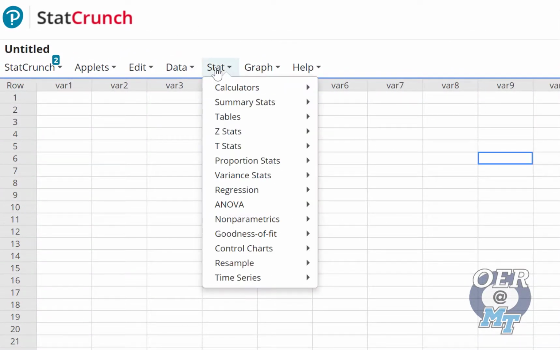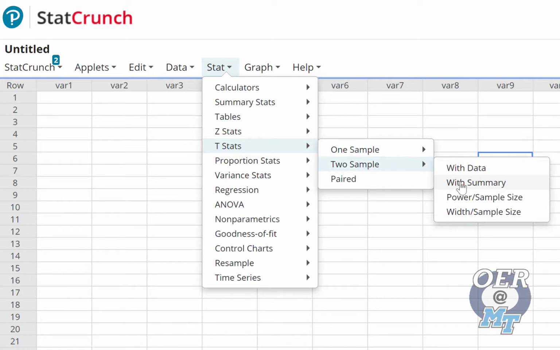We're going to go to Stats, T Stats, because I'm working with means. So that's a decision you're going to have to make. Once you have proportions and means, you're going to need to decide, am I working with proportions or means? These are sample means that I have. And I have two sample means, and I have summary data.